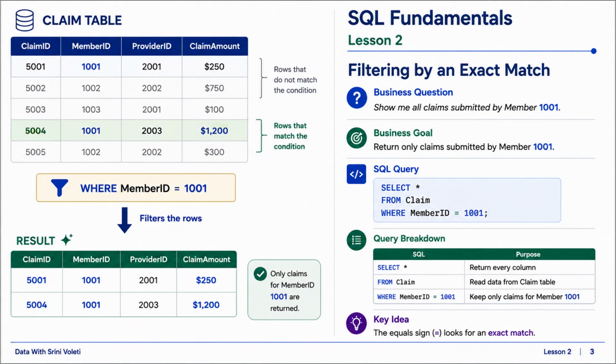The query breakdown on the slide summarizes the purpose of each part of the statement, making it easy to understand how the query works from top to bottom. Before we move on, remember this important takeaway. The equal to operator is used whenever you want to find an exact match. It is one of the most common comparison operators you will use as a SQL developer or data analyst. Now that you have seen how to search for exact values, let us learn how to find values that are greater than or less than a specific number.